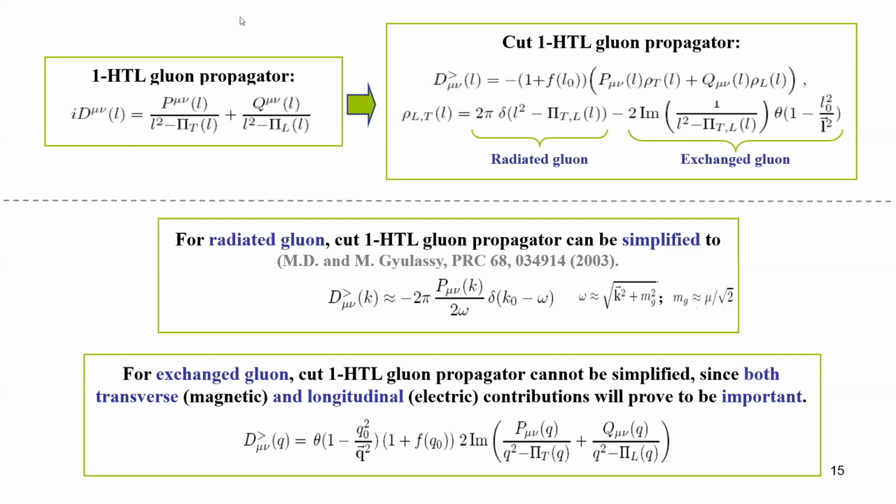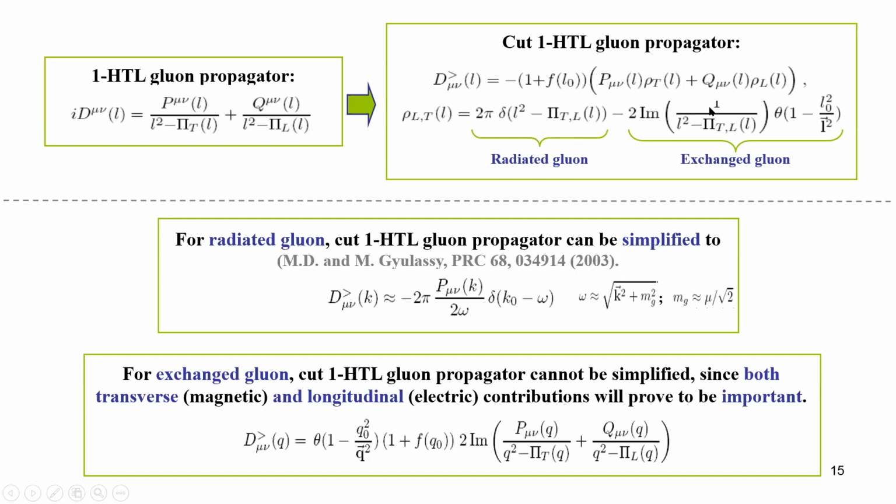Okay. So this is one hard thermal loop gluon propagator, and then the cut one hard thermal loop gluon propagator is shown here. The rho T and rho L are transverse and longitudinal spectral functions, and they have the following form. This form has a delta function of L squared minus self-energy, and the self-energy is larger than 0. So from here, it follows that the energy has to be larger than its momentum. And this is the quasi-particle contribution that corresponds to the radiative gluon.